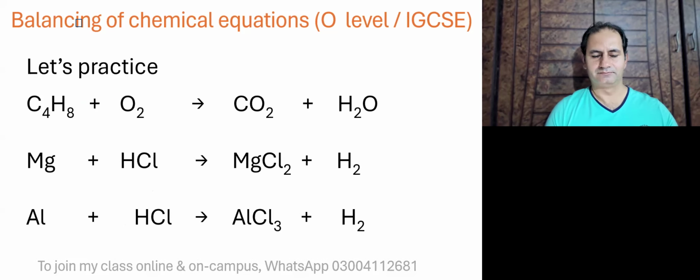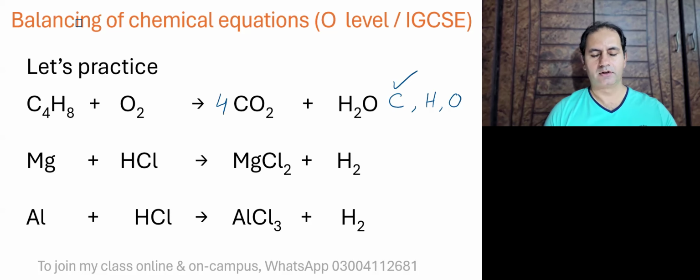Let's practice it. In the first equation, C4H8 plus O2, it gives CO2 and water. How many types of elements are there? There are 3 types of elements, and we are going to balance them in the following sequence: C, H, and O. Okay, let's see carbon. There are 4 carbon on the left-hand side, and on the right-hand side, there is only 1. So I need to put 4 in front of CO2. So carbon is balanced. Remember, balance a single element at one time.